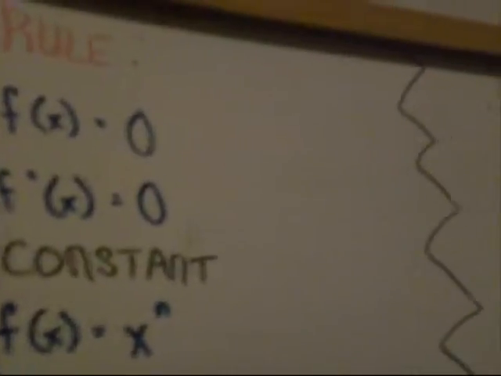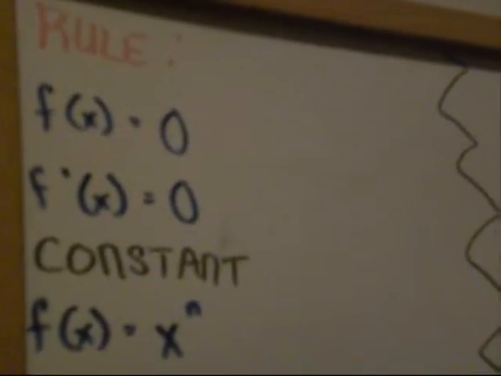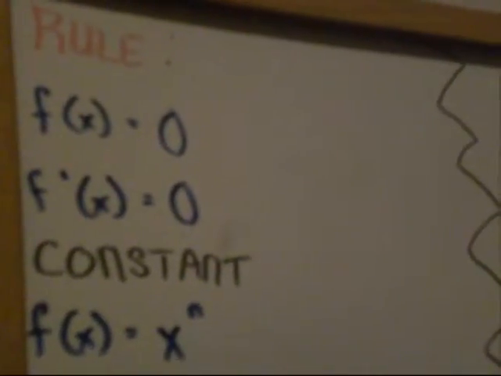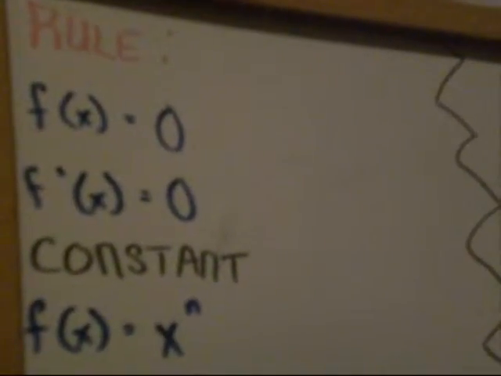Okay, but first of all, the first rule we're going to talk about is when you just have a constant. To find the derivative of a constant, that's just any number. So if you have f of x equals 0, then the rule is that f prime of x is also going to equal 0.